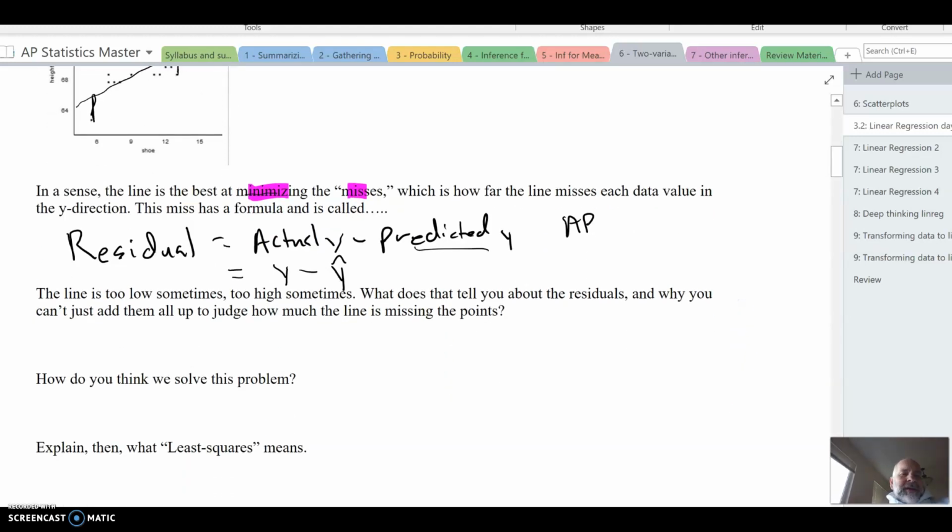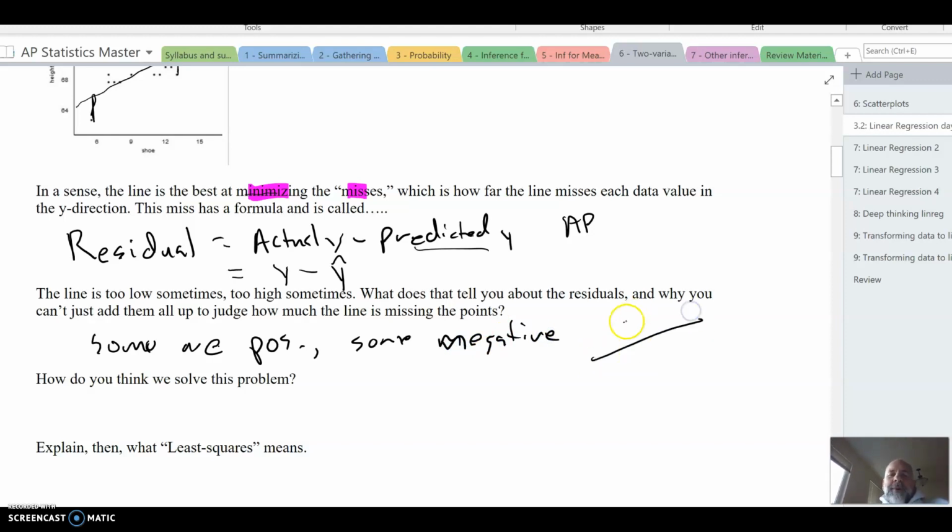And so the problem is that some are positive and some negative. You might take a second to think about which ones would be which. Since you're taking the actual y value minus the predicted, if you're above the line, your actual will be bigger than your predicted. And so you'll have a positive residual if you're above, and you'll have a negative residual if you're below. So just something to keep in mind.